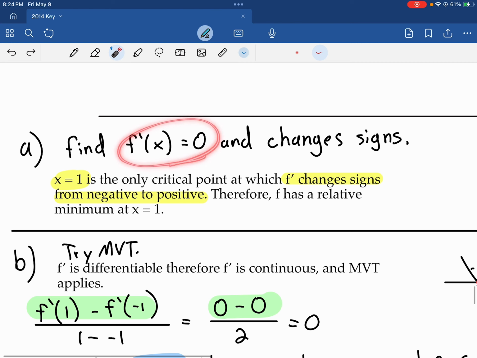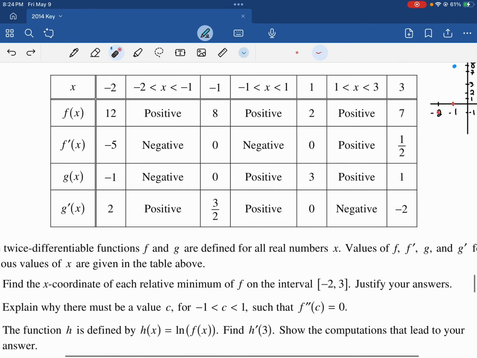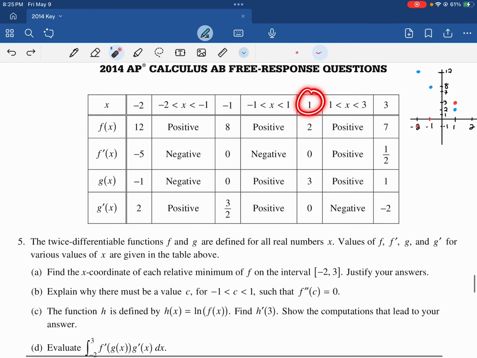Find when f prime of x equals 0 and changes signs. Looking at the table, x equals 1 is the only critical point at which f prime changes signs from negative to positive. Therefore, it's our minimum. Let's look at what happens at x equals 1. My slope is 0, and it went from decreasing to increasing, from negative to positive. This is where your minimums occur. As opposed to this other time when your slope is 0, when it goes from negative to negative, this is not a relative minimum. So x equals 1 is the value.